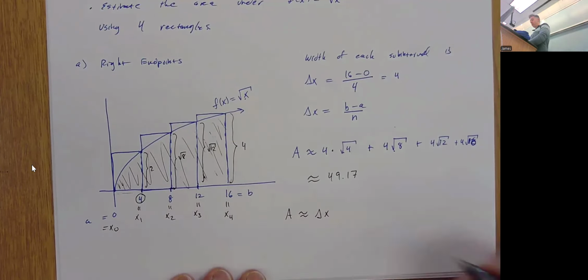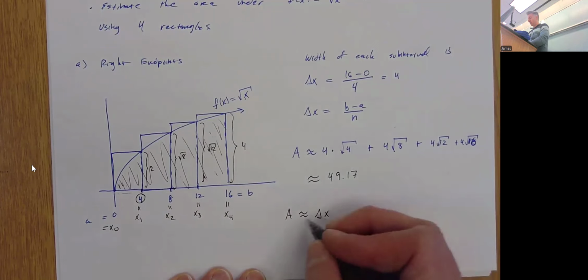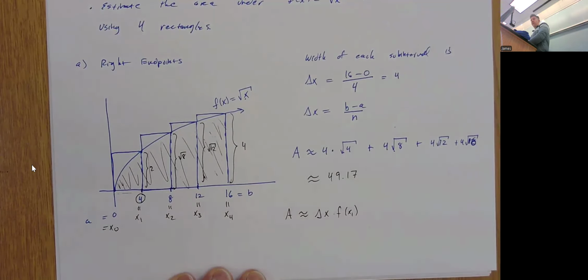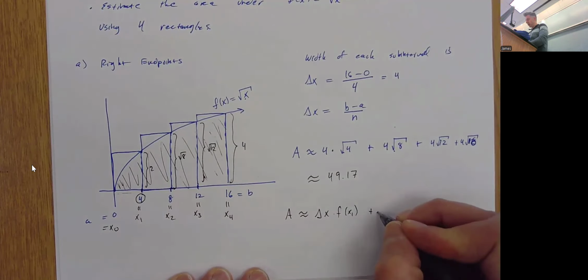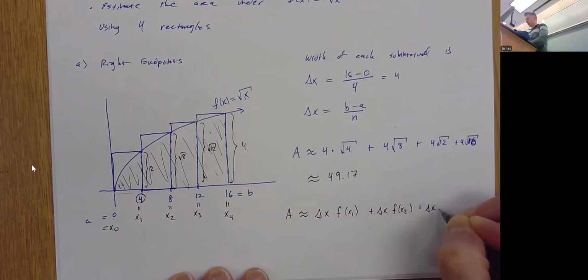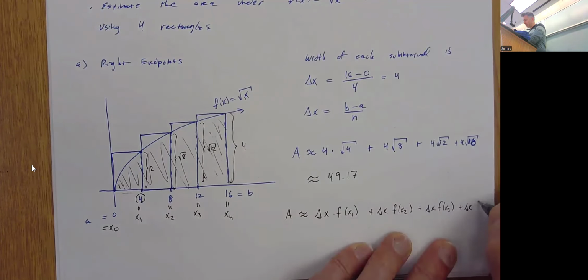So the area, very generally using right endpoints, can be thought of as the base times the height of the first one, which is f of x sub 1, plus the base times the height of the second one, which is f of x sub 2, plus the base times the height of the third one, which is f of x sub 3, plus the base times the height of the last one, which is f of x sub 4.